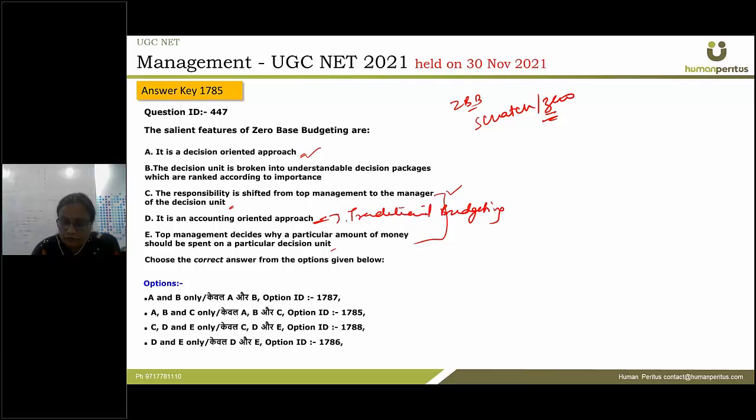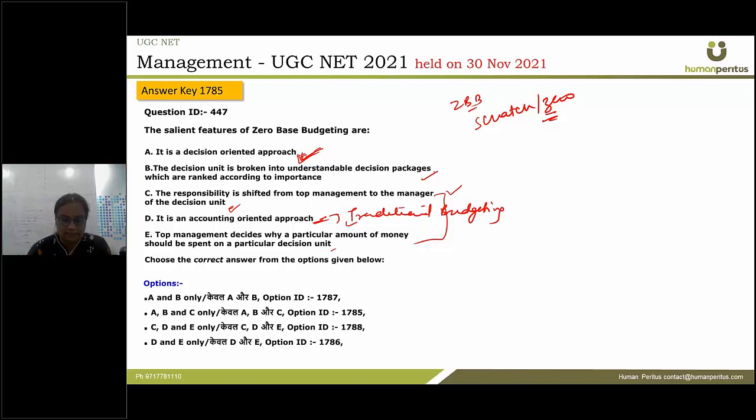So if it is true with respect to traditional budgeting, it must be correct with respect to zero-based budgeting. Okay, so A and C are the short answer to this question. Next, B. If you look at the B statement, decision unit is broken into understandable decision packages. So again, we need to understand that what has been a priority element. Okay, so that is why the decision packages are ranked according to their importance. So this one is also correct with respect to zero-based budgeting.